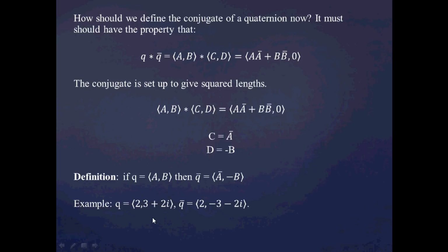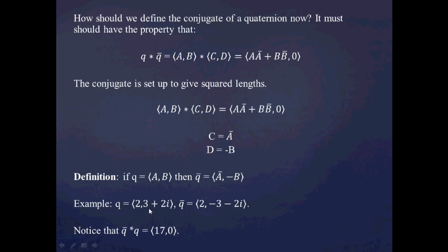And let's work through this just to see why it makes sense. For example, if I have Q equal to (2, 3 + 2i), Q bar is going to be given by (2, ...). We're going to take the conjugate of that first component. The conjugate of 2 is just 2, so it's unchanged. And then I'm going to negate the second component. That's going to become -3 - 2i.